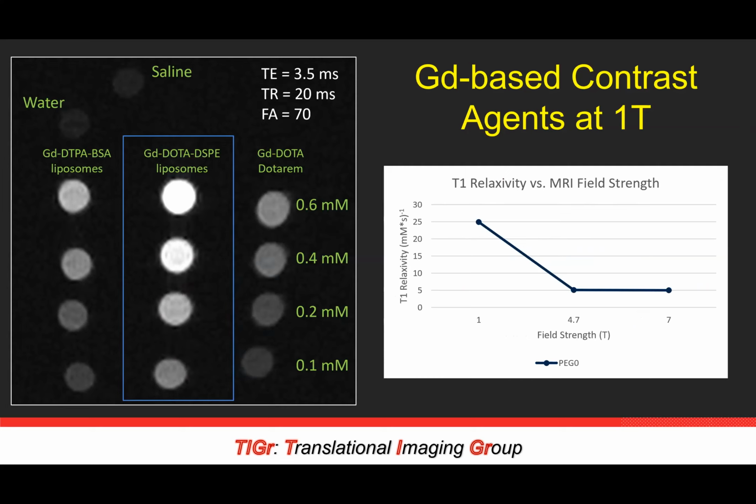This is a conscious choice, and we do this because clinical applications often are at lower field strengths, 1.5 Tesla and 3 Tesla. So being able to use a contrast agent that could actually be translated into clinic means that we need to be conscious about using lower field strength applications.